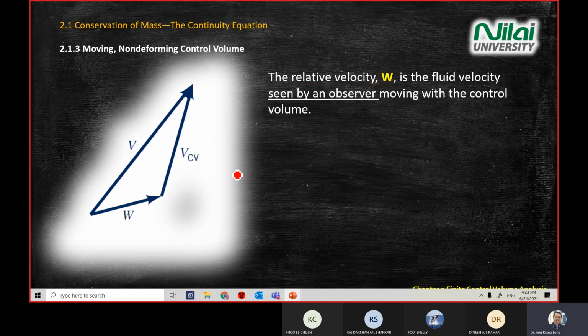Try to digest. Today, we introduce one new technical word. It's called relative velocity, which is W. And how do you memorize this W? You memorize it as what you observe from far. What are the changes between the fluid and the control volume? You observe what is happening to the fluid, what is happening to the control volume, then you compare the differences.